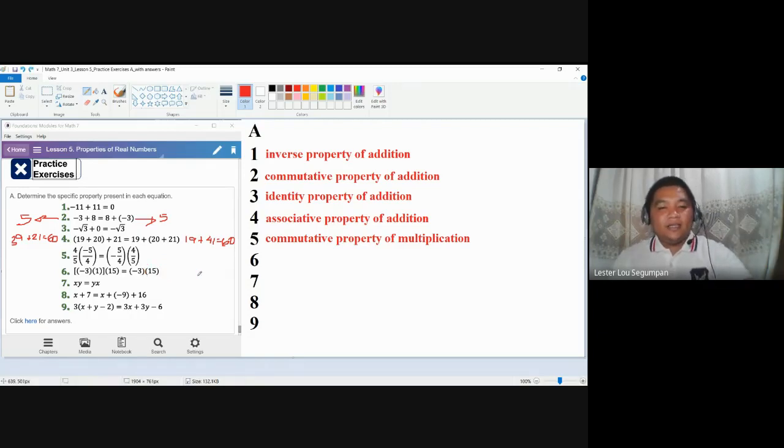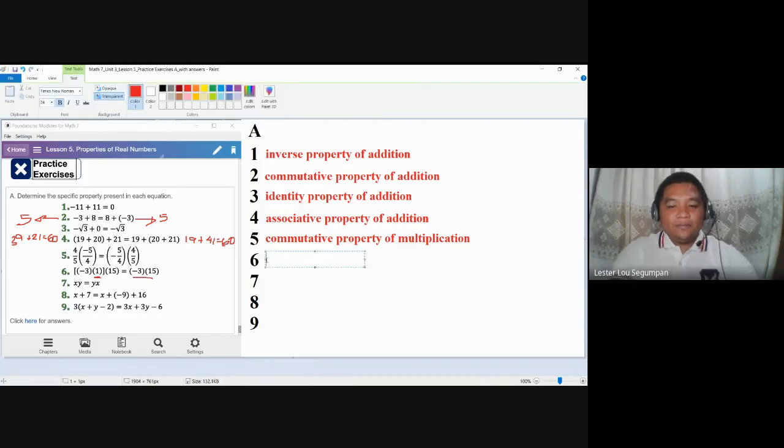But since there is none, you can simply take the presence of 1 here, as it did not change the value of the whole. Right? If we multiply it by 1, it did not change the value of the whole. So number 6 there is actually the identity property of multiplication, because the presence of 1 as a factor did not change the value of the left hand side.